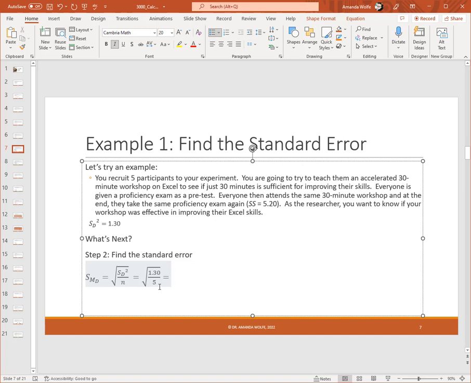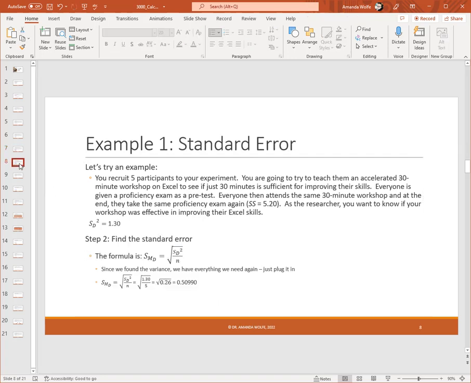We have to do what's underneath the square root first. Pause and do that. You should have gotten 0.26. Now square root it. What did you get? Well, you should have gotten this, 0.50990. Notice how I haven't rounded here.